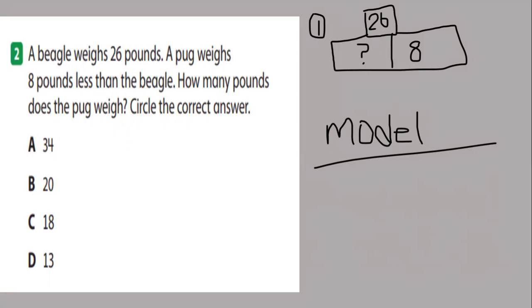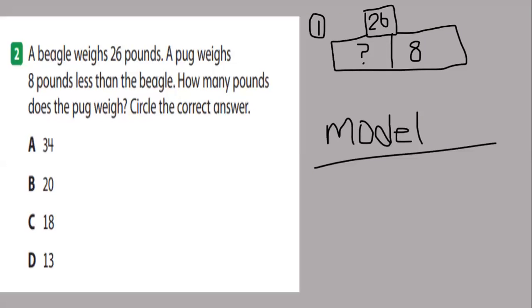A lot of times friends will look at these equations and they'll just read the first part. A pug weighs 8 pounds, and they'll go, oh, I know the answer, 8 pounds. No, friends, that's not what it's saying. It's saying a pug weighs 8 pounds less than the beagle. We are comparing. It's not telling you the pug weighs 8 pounds. It's telling you the pug weighs 8 pounds less than the beagle.